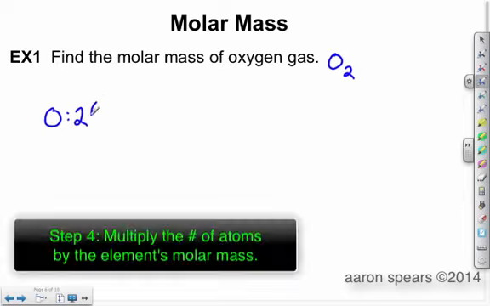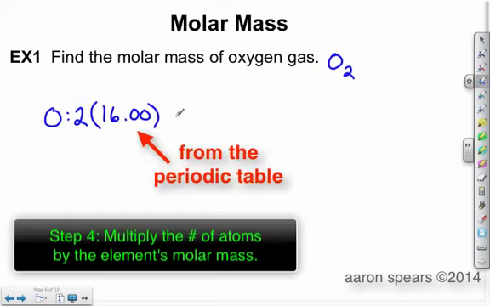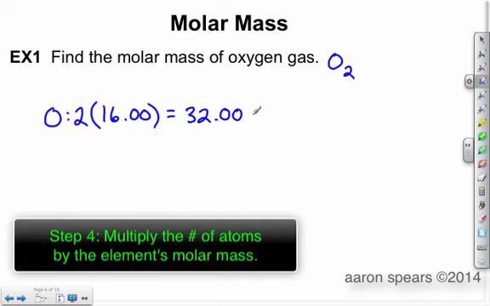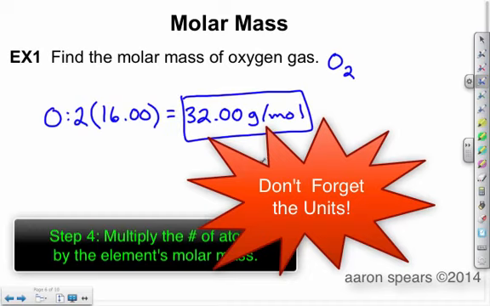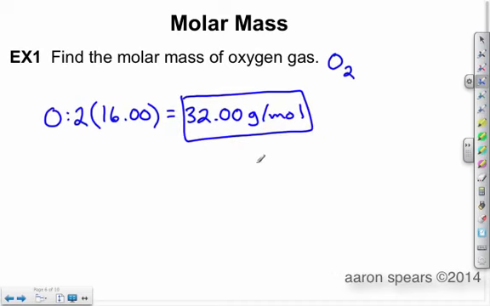We'll multiply this number by oxygen's molar mass according to the periodic table. And if we look there, we see that the molar mass is 16.00. We're going to multiply 2 and 16 together, and we get 32.00. And of course, this is molar mass, so the unit is grams per mole. This number is the molar mass of the oxygen molecule.